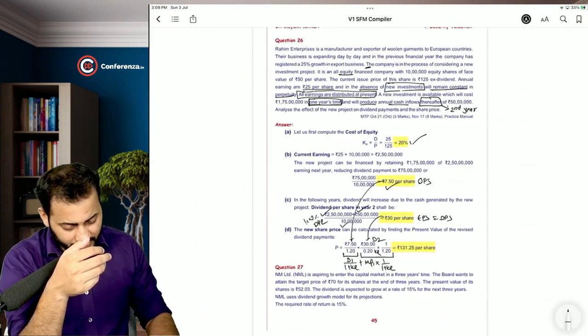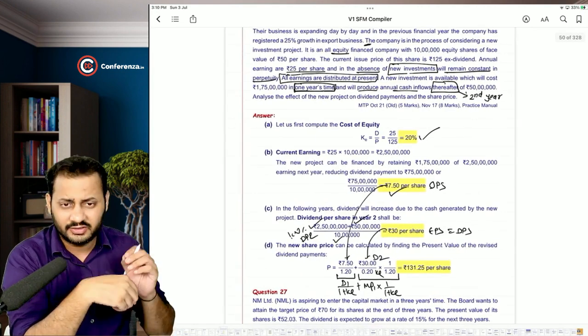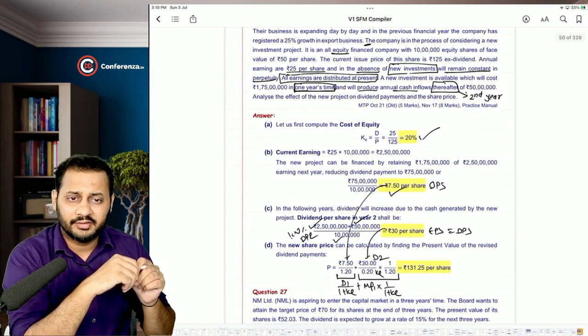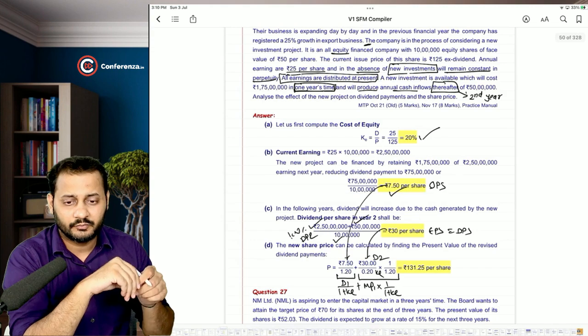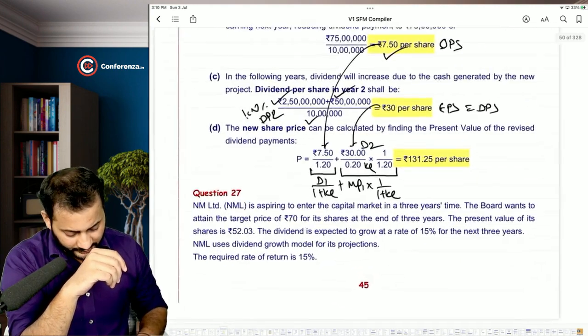Okay, so this is question number 26. Little interesting and I think learning also. We shall move to question number 27 now.